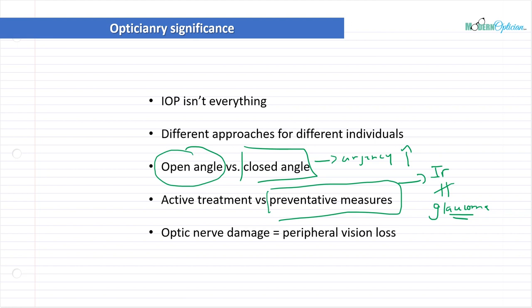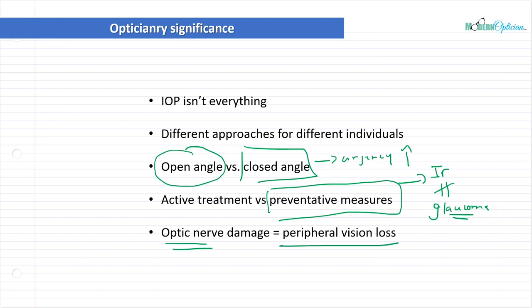And the game here is all about preventing optic nerve damage. The optic nerve, we've talked about it, it's critical in the visual process. If your optic nerve has problems, you will have problems. And this is basically what we're doing, avoiding optic nerve damage and eventual peripheral vision loss.